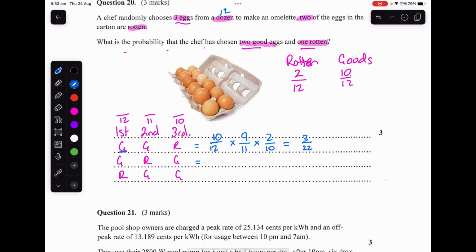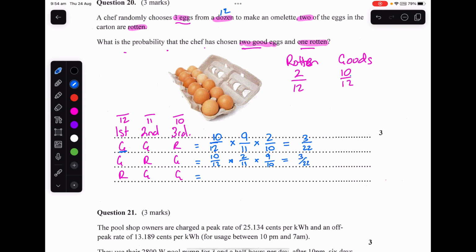Let's do it again. If I take a good egg out first, I've got 10 chances out of 12. If I take a rotten egg out next, I've got 2 chances out of 11. And then if I take a good egg, remember I've already taken one out, so I've only got 9 left out of 10 eggs. So if we multiply all of those across, I get 3 out of 22.